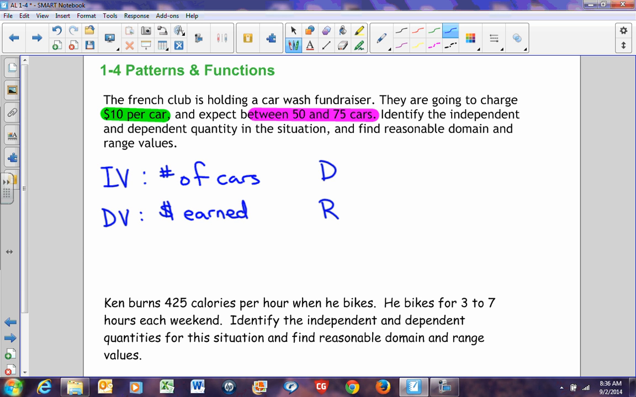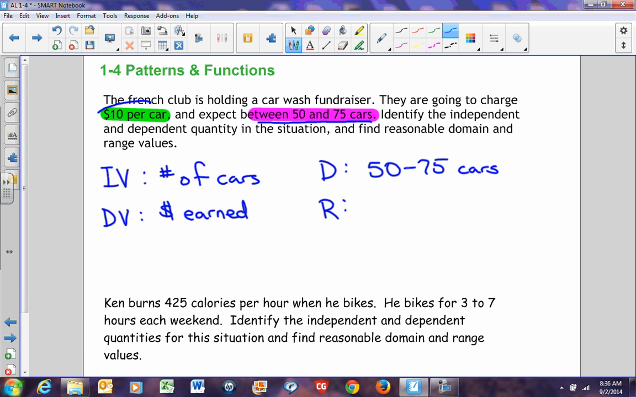So all I need to do here then is figure out what's a reasonable domain and range. Well, they basically gave us the reasonable domain because they told us we were going to wash between 50 and 75 cars. So my reasonable domain is between 50 and 75 cars. My range is how much money I will earn if I wash 50 cars, and how much money I will earn if I wash 75 cars.